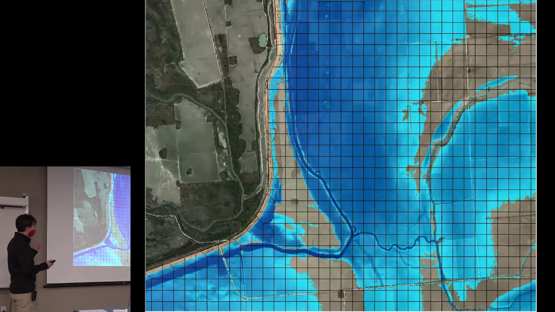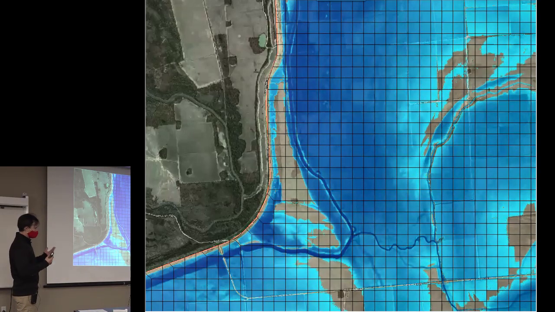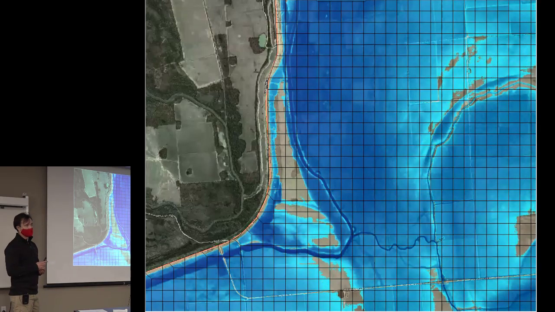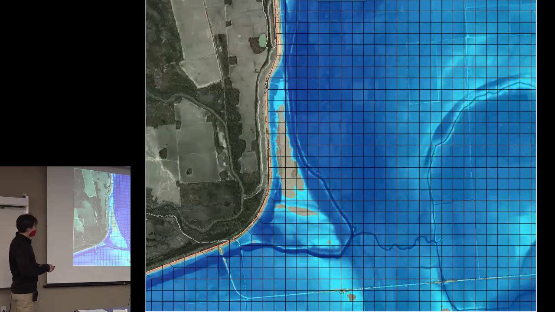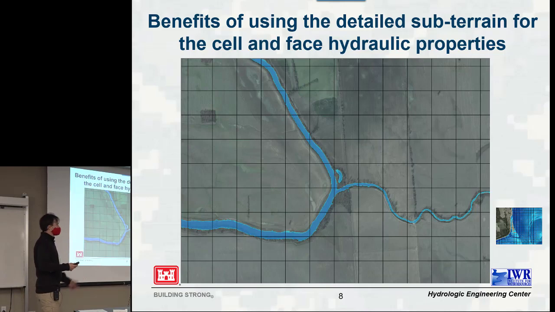If you model this with a model that doesn't have subgrid, you would have maybe 2 orders of magnitude more cells, and it'd be so much slower, right? And maybe you don't really care about this channel. It's just like a secondary channel. It's just a way of getting water out there, right? So that's the real benefit of subgrid.